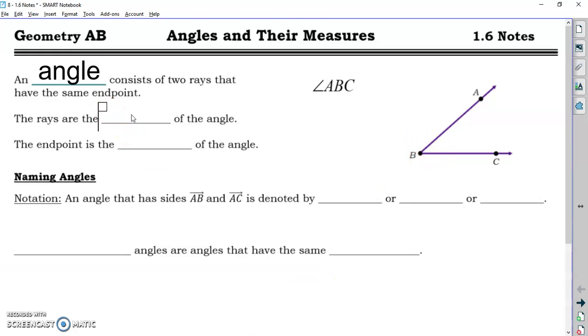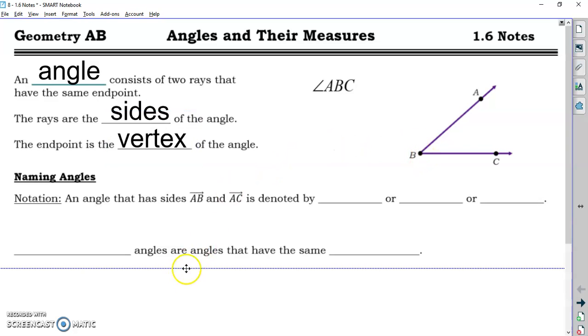So the rays are the sides of the angle. Ray BA is one side, ray BC is another side. The endpoint is called the vertex of the angle. So for example, the endpoint B of both of these rays is the vertex of the angle. So the notation looks like this: angle ABC.